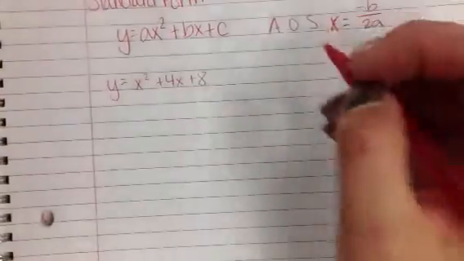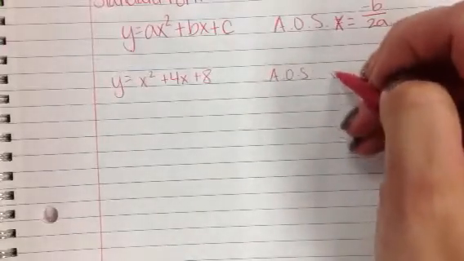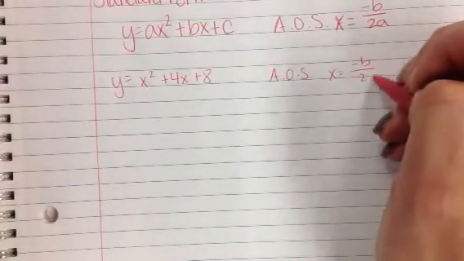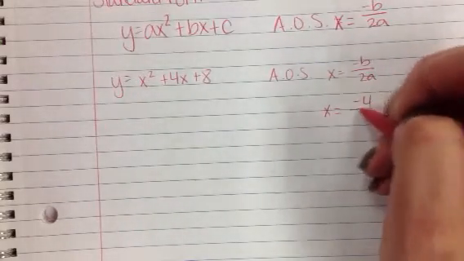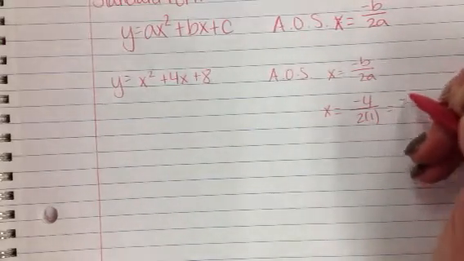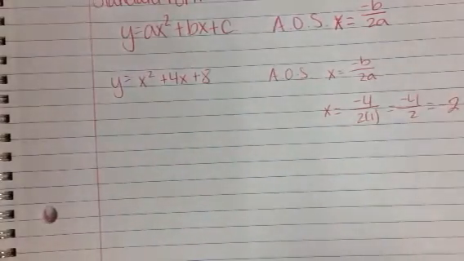We find our axis of symmetry by doing x equals negative b over 2a, x equals negative 4 over 2 times 1. It's negative 4 over 2. That means x is equal to negative 2.